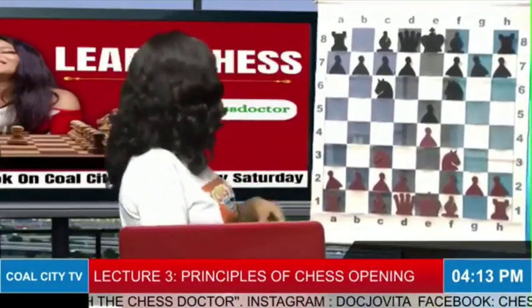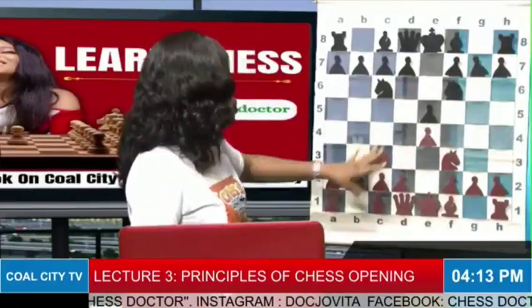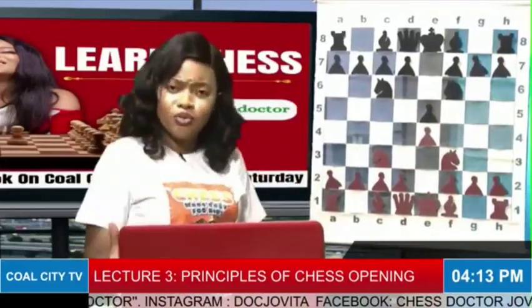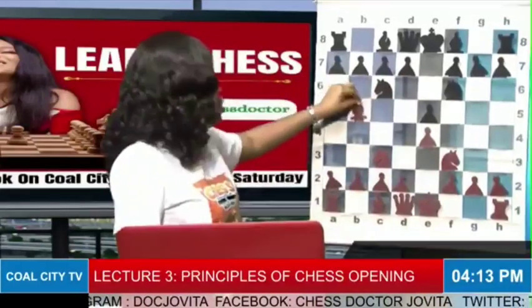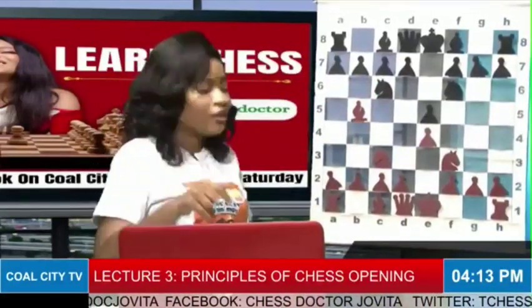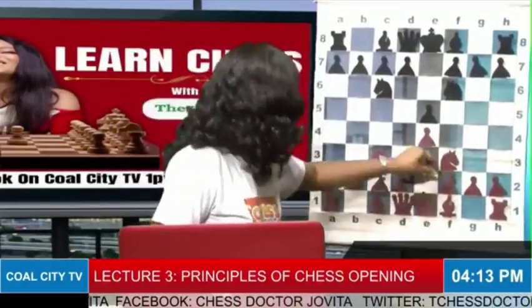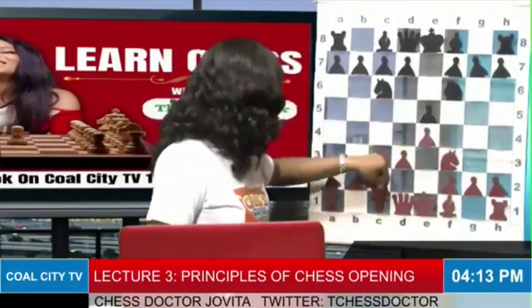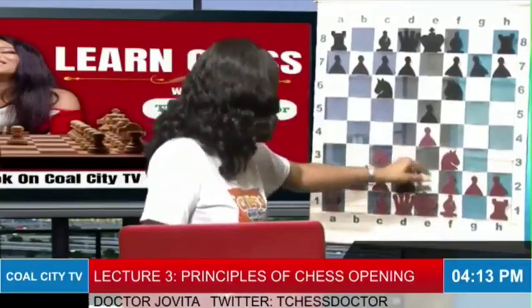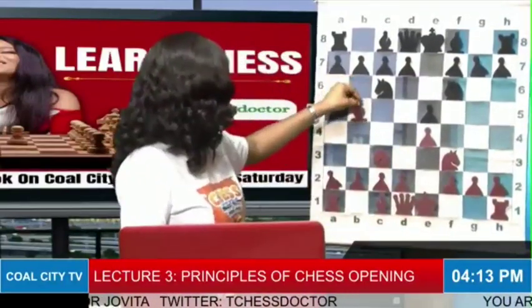So we'll continue. So at this point, the four knights are out already. So it's time to develop my bishops, okay? So next move is, white can decide to do this. This is a viable move. White can decide to do this. This is also a viable move, okay? But since it's white, let's try. White will want to do this.